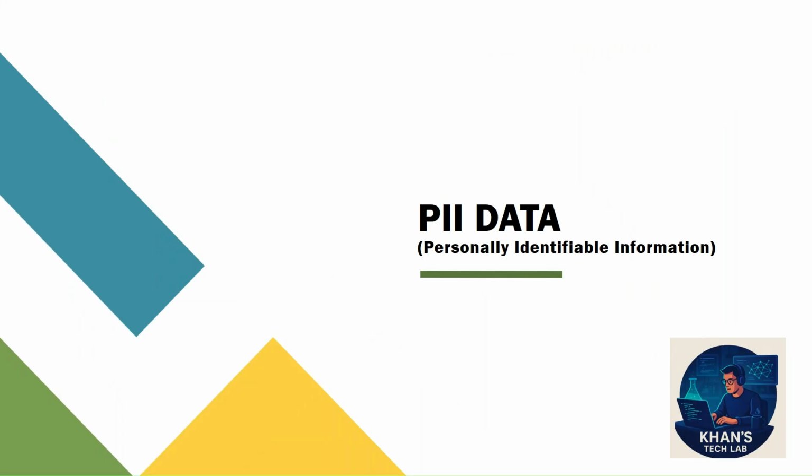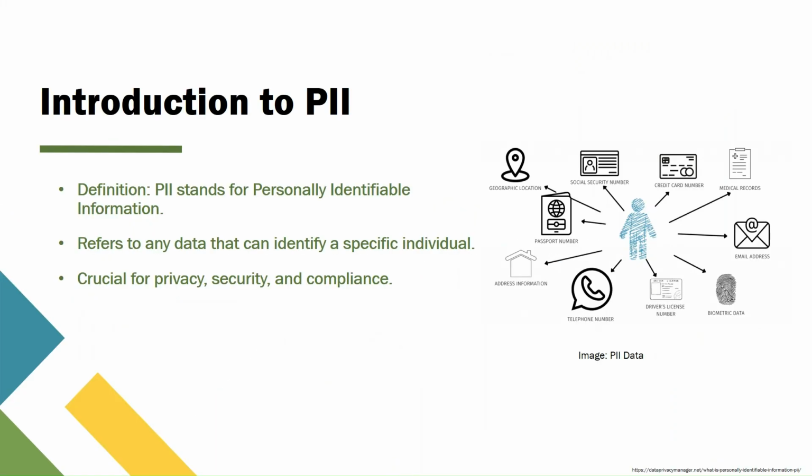In today's session, we will discuss PII data, which is Personally Identifiable Information Data. PII stands for Personally Identifiable Information. Any information or any data which can identify a specific individual is PII. For example, the name of a person, his location, his social security number, or his credit card number, or anything like that is called PII.